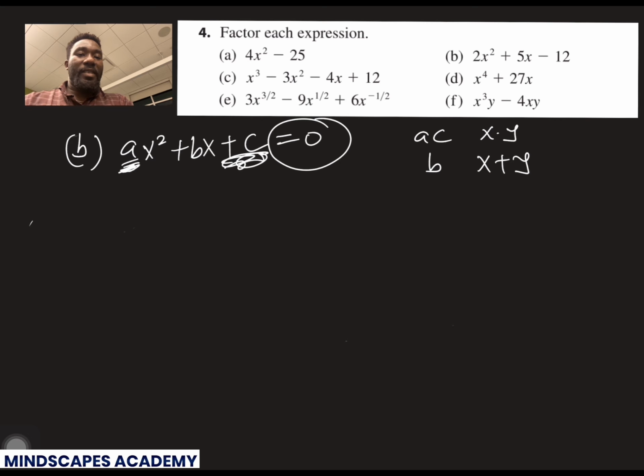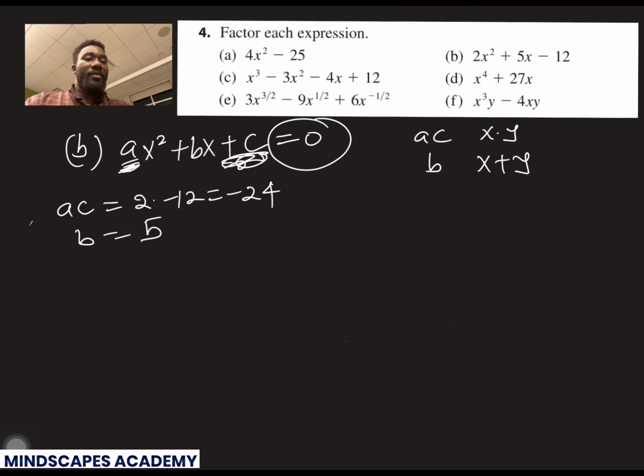So now what is our ac? ac is 2 multiplied by negative 12, which is negative 24, and our b is positive 5. Remember, you have to take along the sign. This is positive b and this is positive 5, so that is why we have 5 here. So we need two numbers that sum to 5, and when you multiply them, you get negative 24. It is advisable to start with the product.